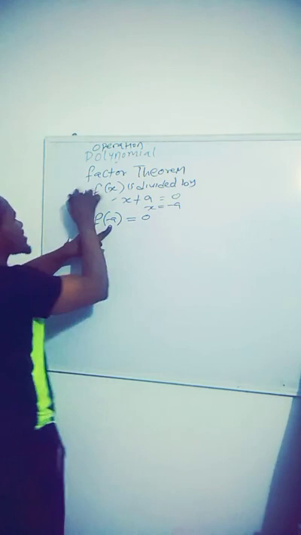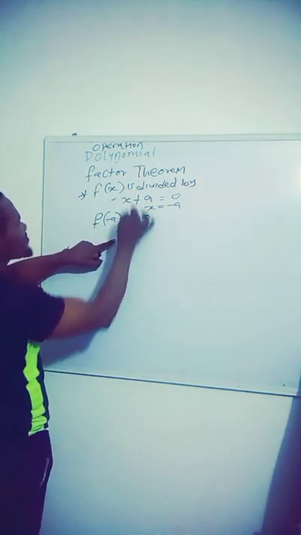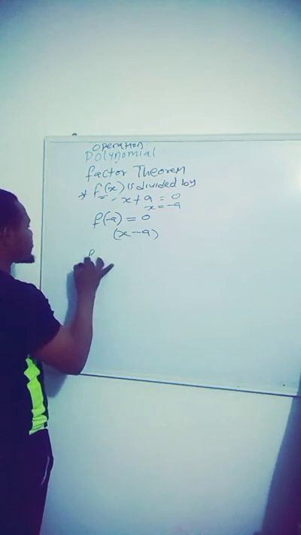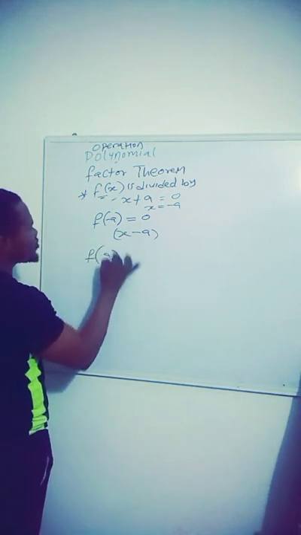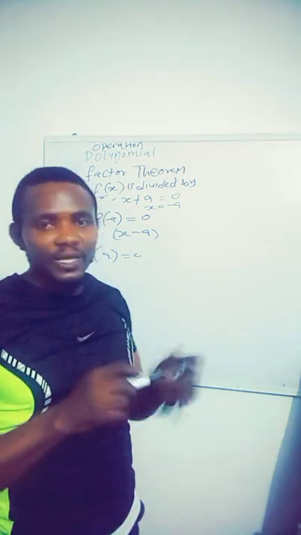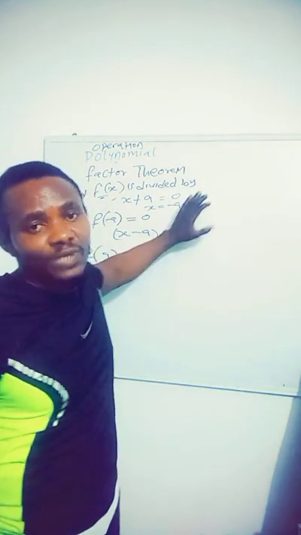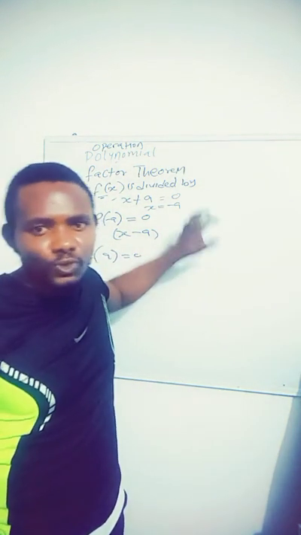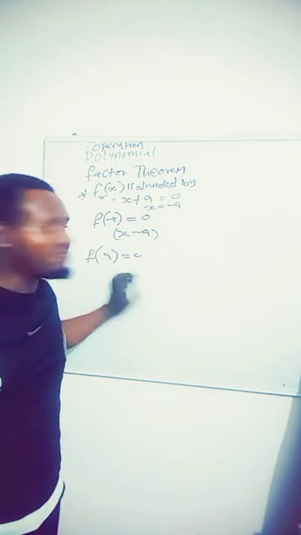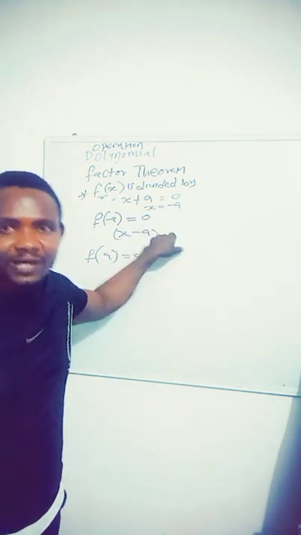So this is the first theorem. What if a function is divisible by x minus a? Then f of a will be equal to 0. Whenever you are given a factor and told that this particular polynomial is divisible by that factor, that factor will divide the polynomial without any remainder. So let's see an example.